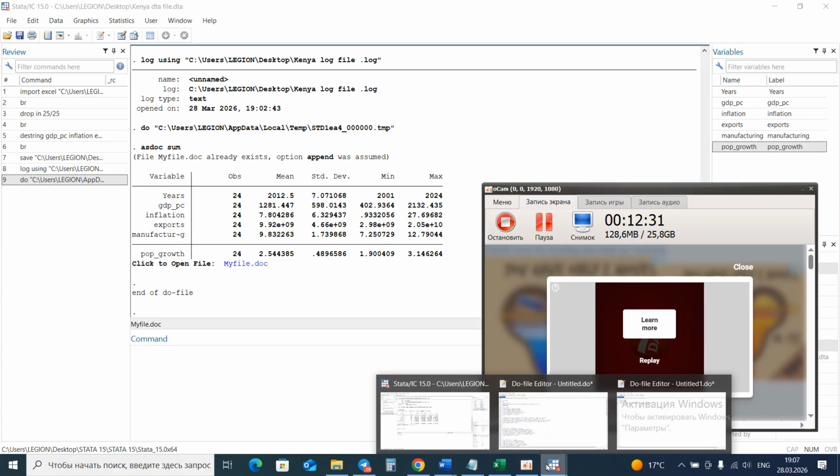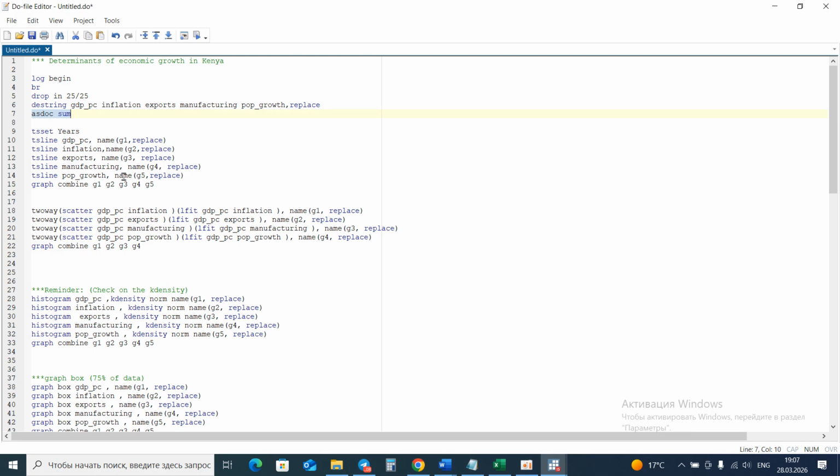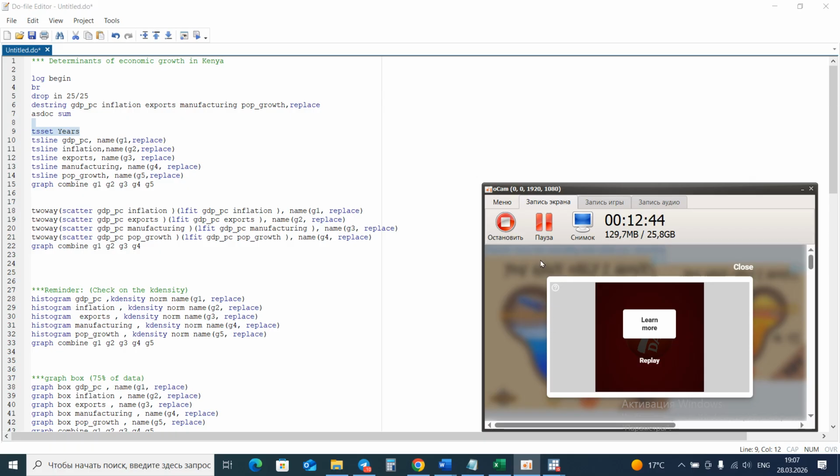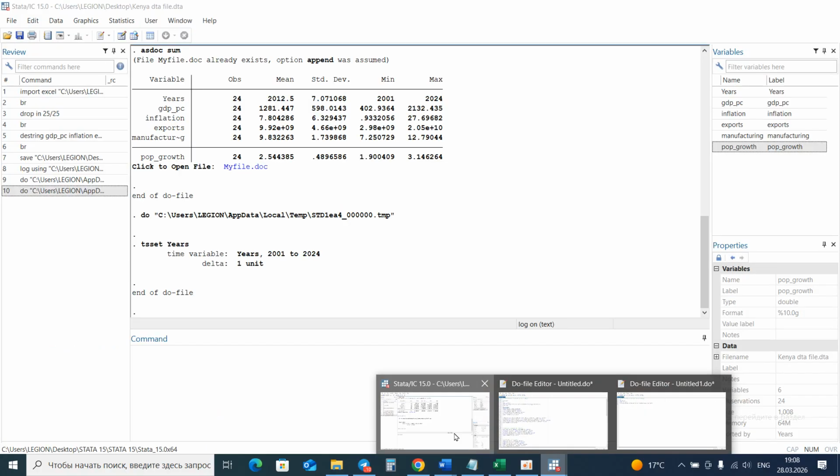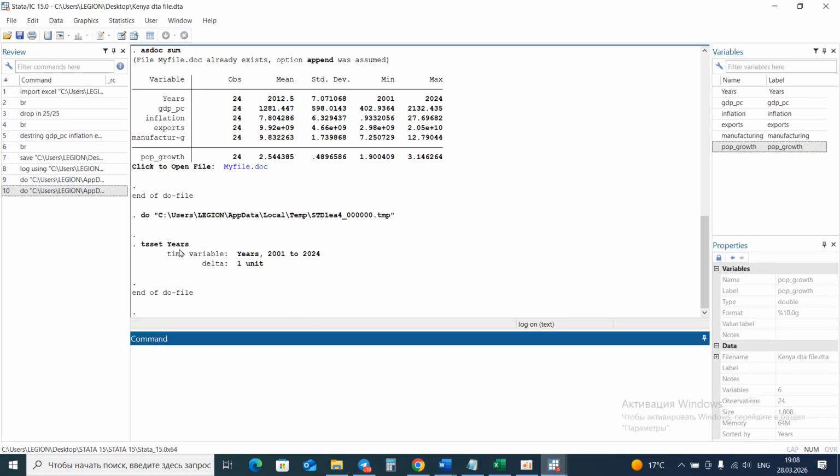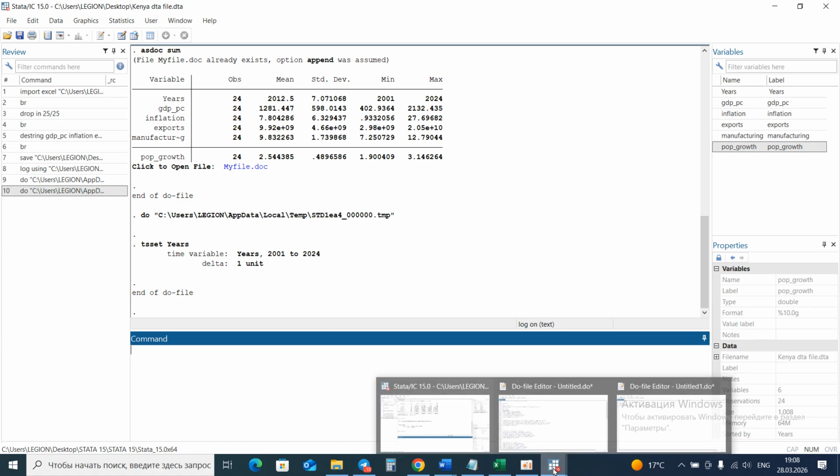Next command will be tset years. So tset years gave us time variable years from 2001 to 2024, and delta unit is 1. So it declares the dataset as time series and enables time series commands like tsline and lag operators.